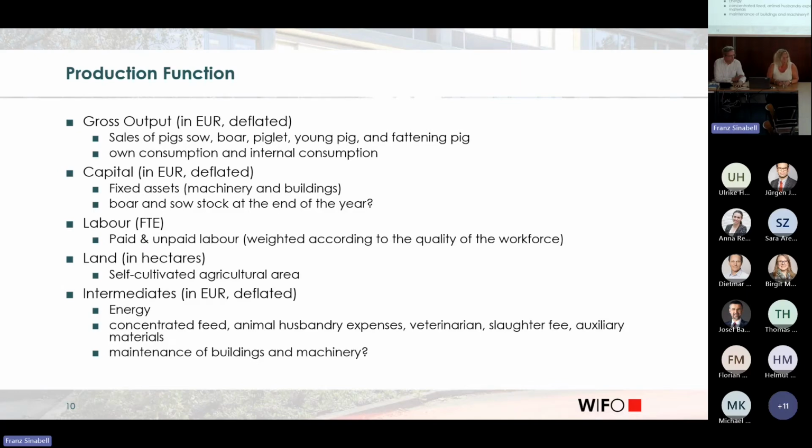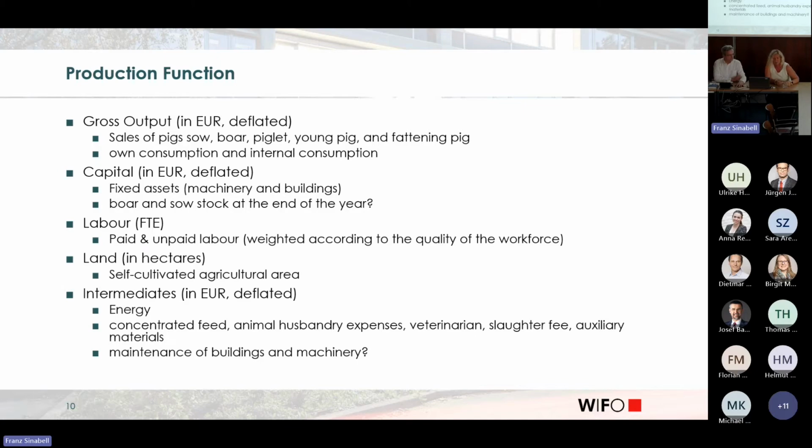Okay, what's going to be on the right-hand side? So we have, of course, capital formation. We used here the fixed assets, namely machinery and buildings, as well as, and there is a bit of a question mark, I tried both, the stock of pigs at the end of a year. Why? Because one could argue that at least the stock of boars and sows, so of Eber and Sauen, is not for purchasing, but it's kind of a production input, like a machine which is producing small pigs, right? But this is really something I would love to discuss with you in the end.